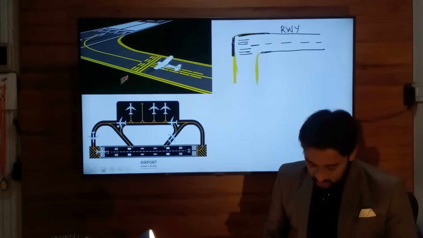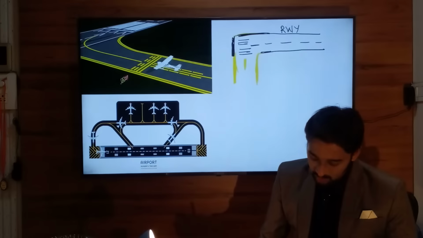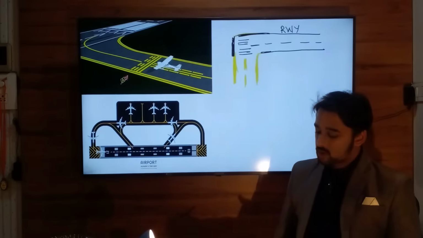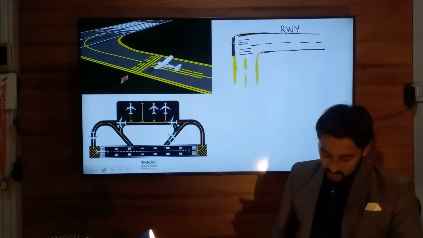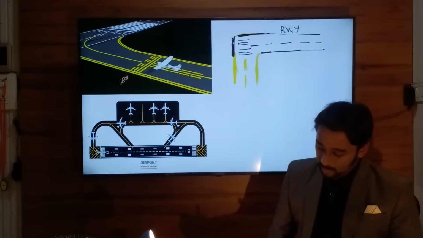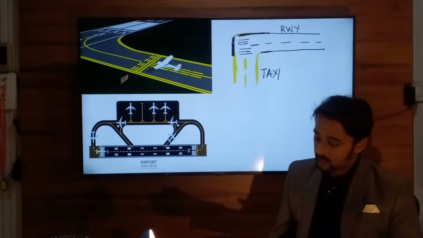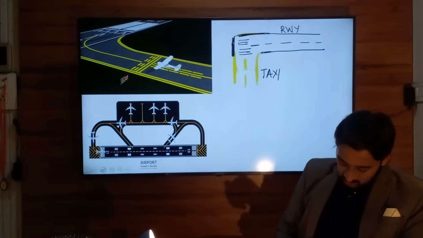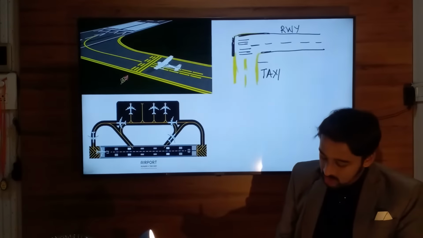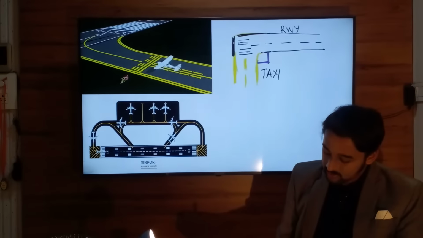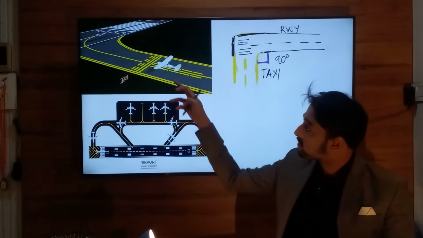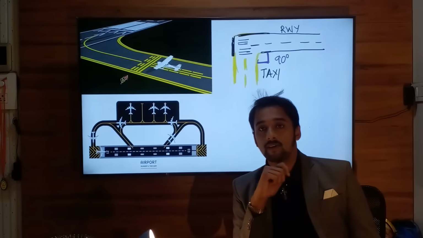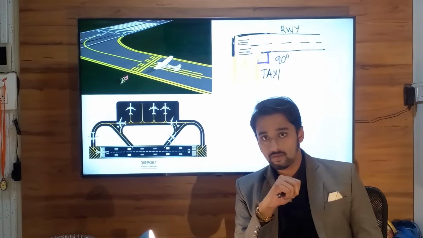So here you can see in this diagram, the same diagram I have drawn here. Your runway is connected to the taxiway, right? But the angle formed between this runway and taxiway is how much? 90 degrees. That means your runway and taxiway are perpendicular to each other, right?